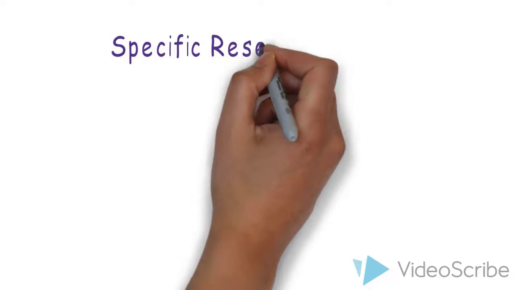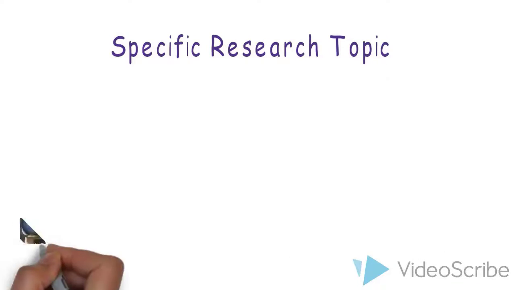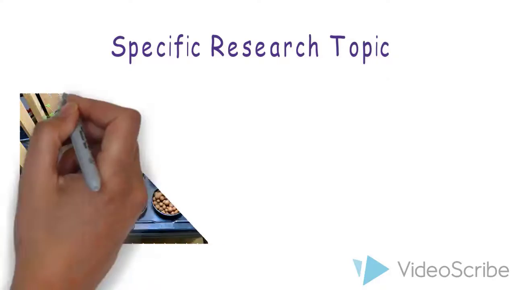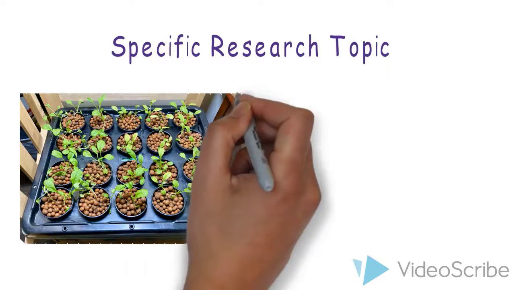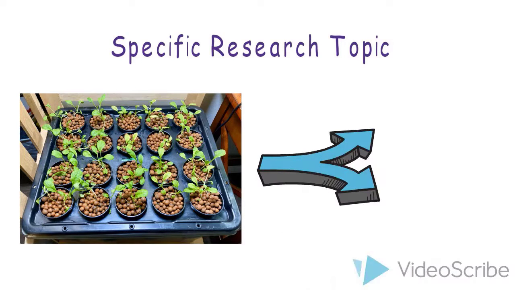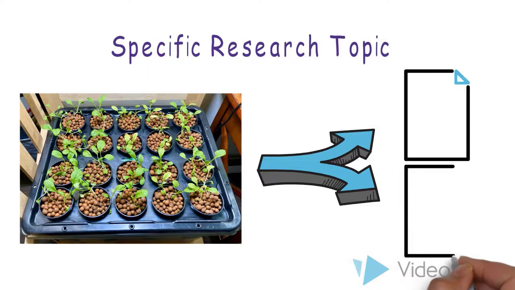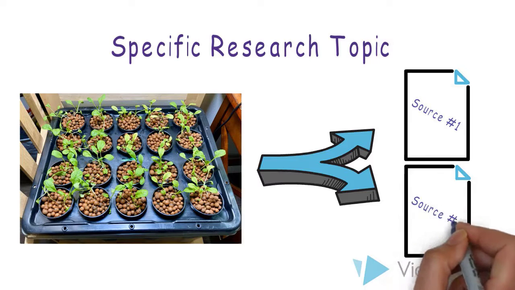We're going to look at your specific research topic. So our topic is hydroponics. So here's a picture of our hydroponics tank. We want to make sure we're citing at least 2 academic sources from our Canvas list. So you'll need to reference source 1 and source 2 that you pick from that list on Canvas.